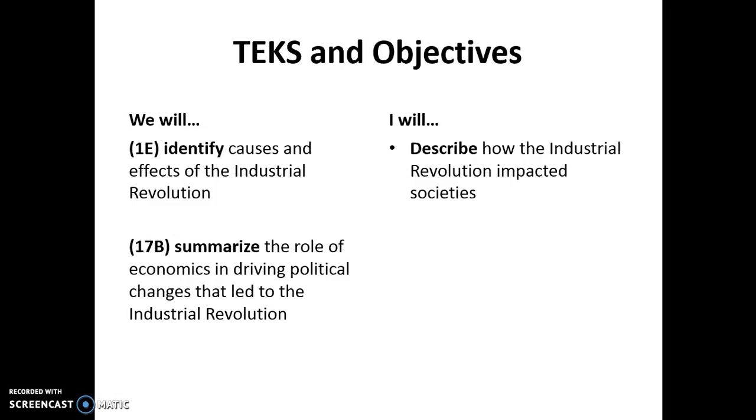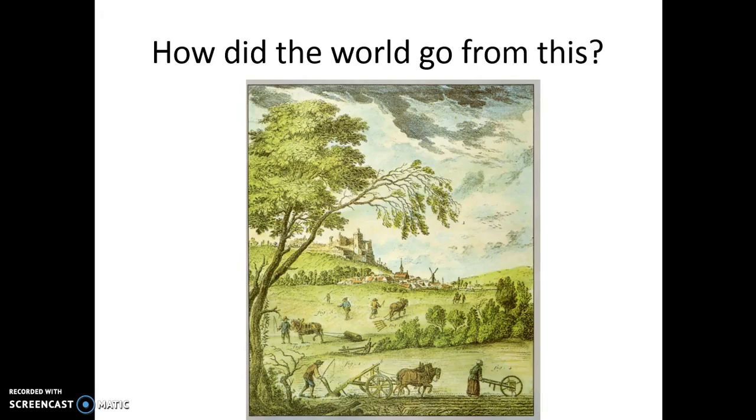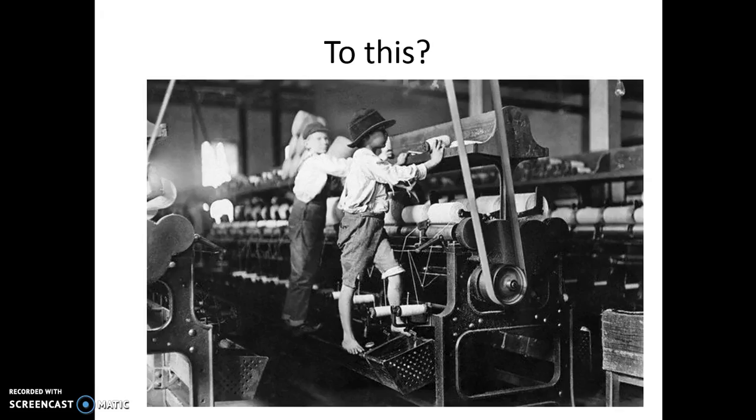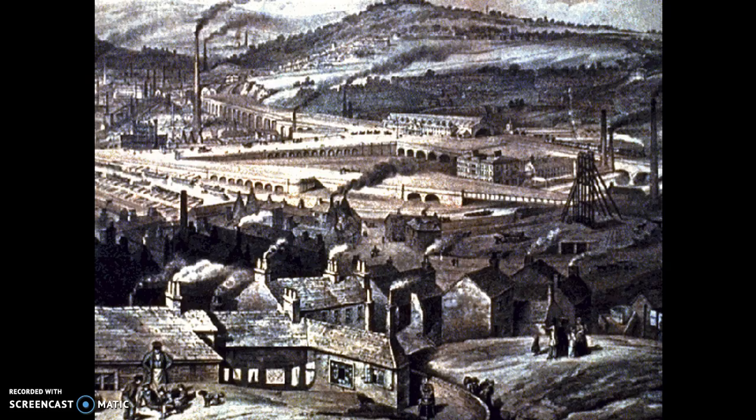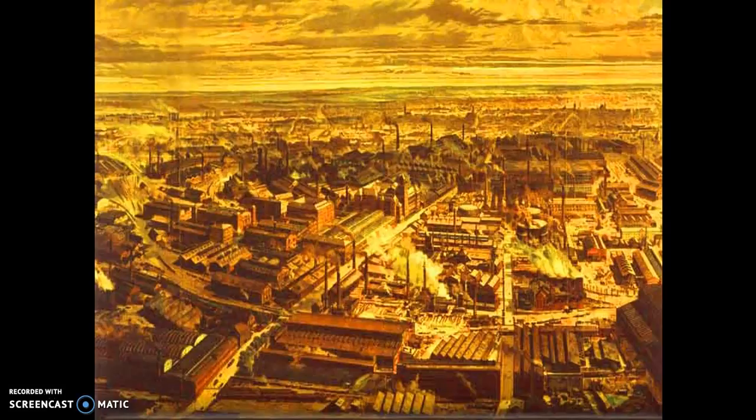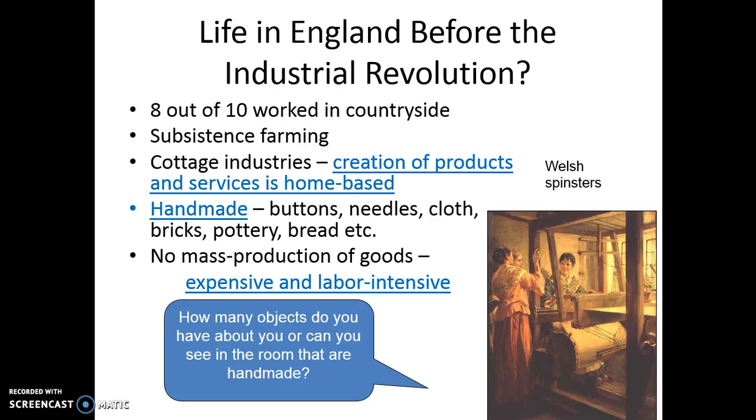impacted societies. So how did we go from living in these rural communities where we had to farm and make everything ourselves to working in factories and living in these overcrowded and polluted cities? Well, life in England before the Industrial Revolution was very, very different.